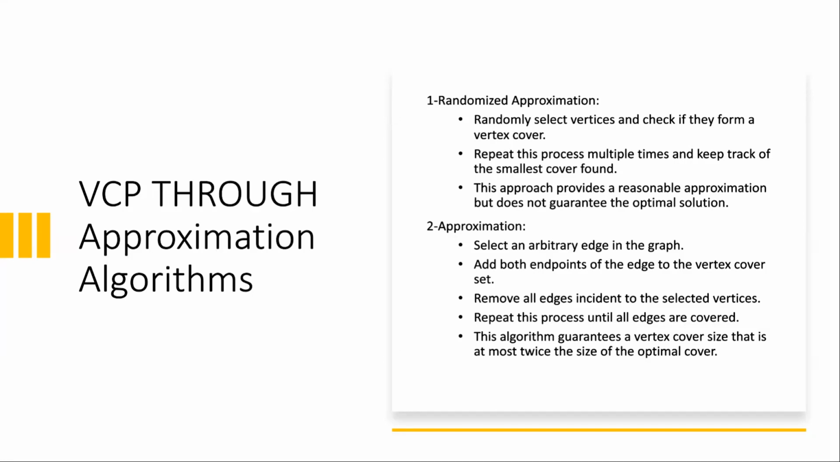Second, approximation. Select an arbitrary edge in the graph. Add both endpoints of the edge to the vertex cover set. Remove all edges incident to the selected vertices. Repeat this process until all edges are covered. This algorithm guarantees a vertex cover size that is at most twice the size of the optimal cover. Next.